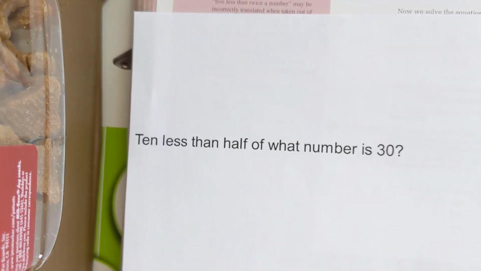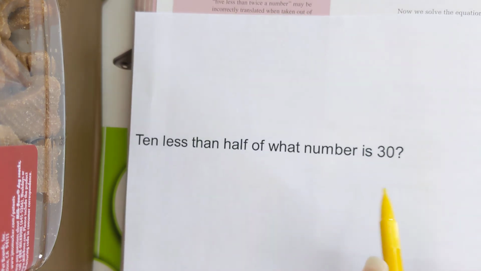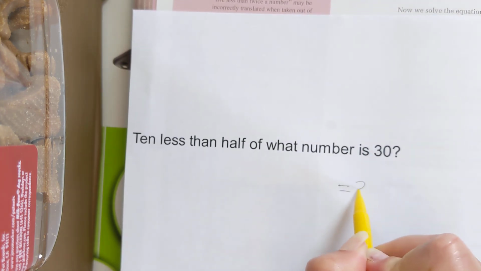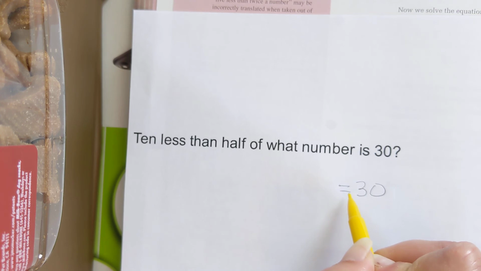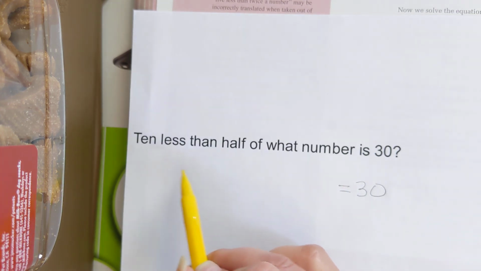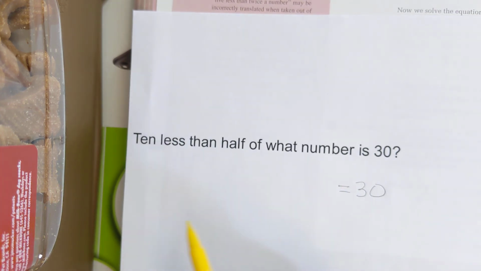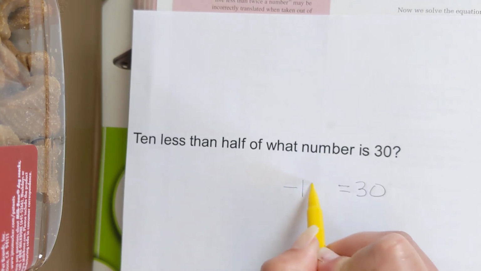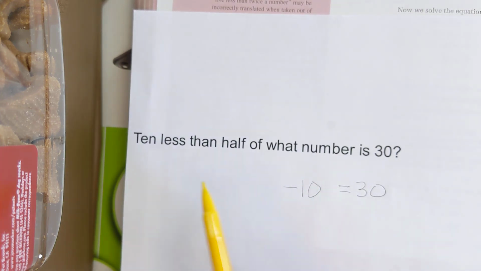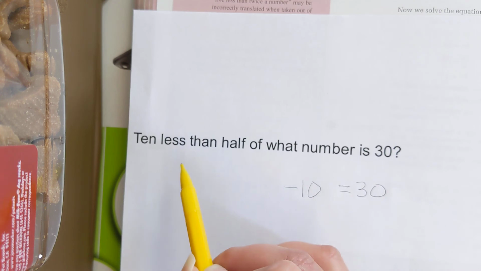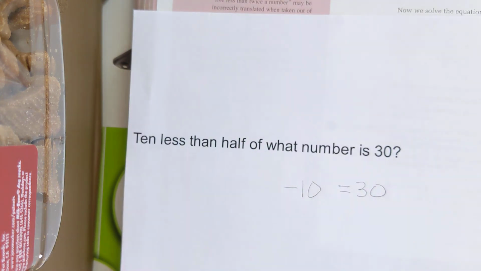And finally, we have a translation problem here again. It says 10 less than half of what number is 30? So the "is" 30, that's the easy part, equals 30, because "is" means equals. So 10 less than something. That means I have something minus 10. Okay, what do I have to subtract 10 from? Half of a number.